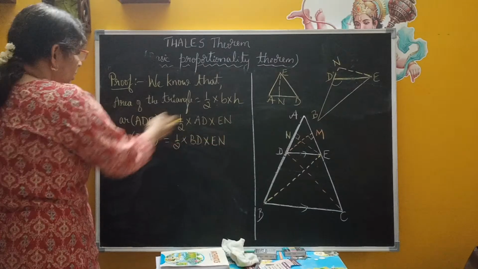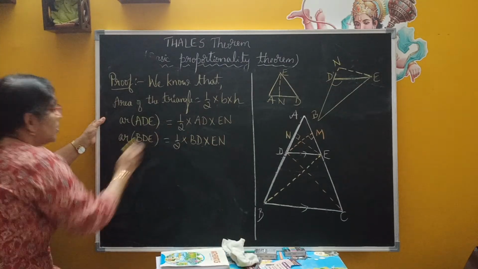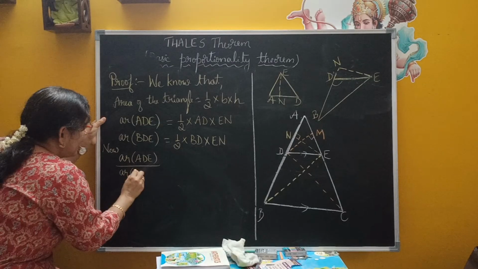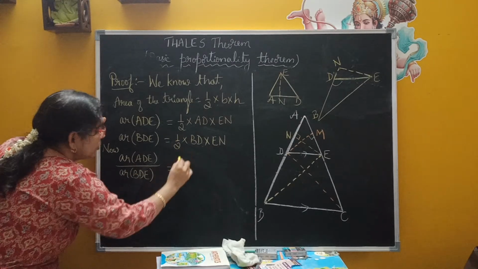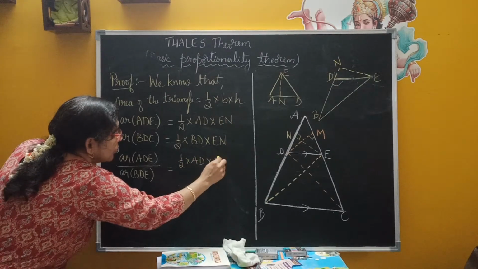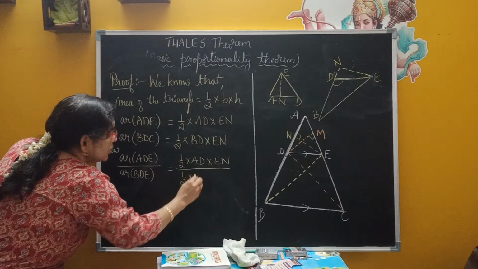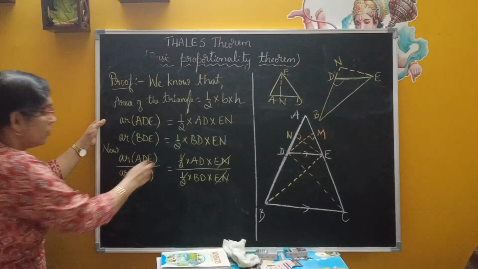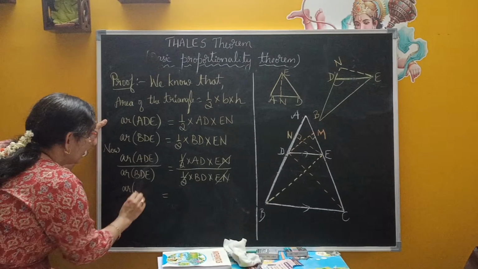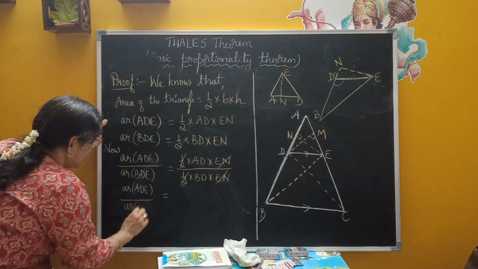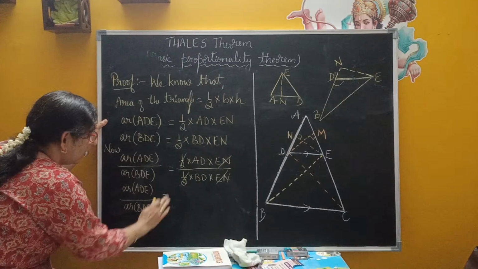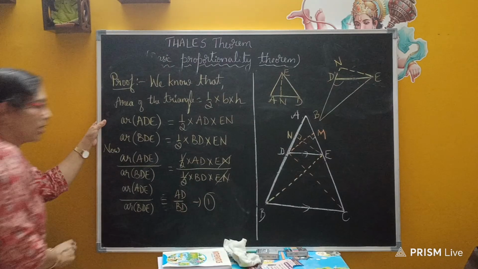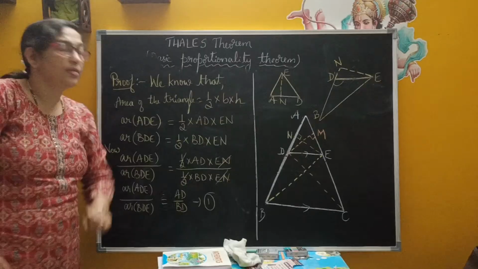Now let us find the ratio between them. Area of ADE by area of BDE is equal to half into AD into EN divided by half into BD into EN. Here half gets cancelled, EN gets cancelled. What do we get? Area of ADE by area of BDE is equal to AD by BD. This is equation 1. Only AD and BD remain.